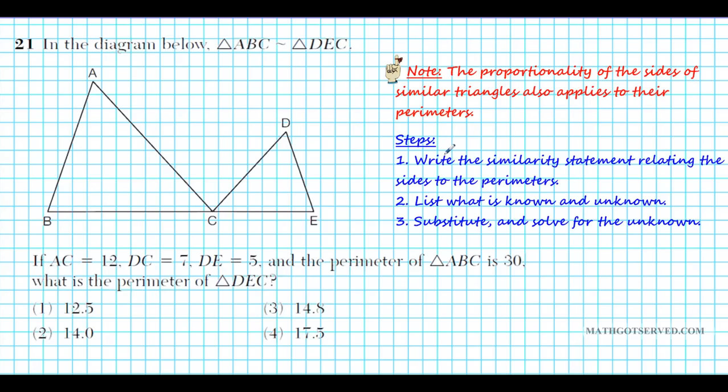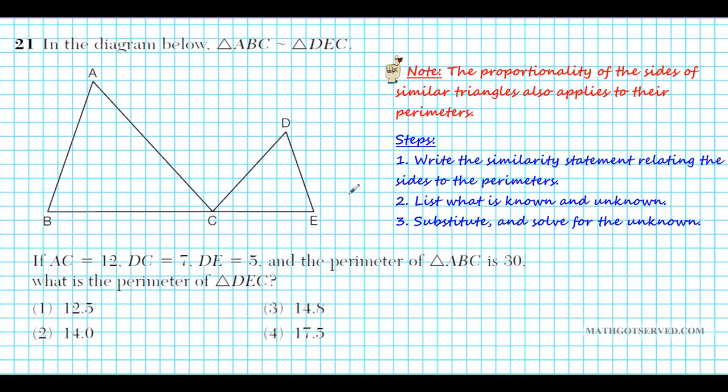First of all, we're going to write the similarity statement reflecting what I just said. Compare the proportionality of the sides and the perimeter of the two triangles. Then in that statement, we're going to list the measures we know and the measures that are unknown, basically the ones that we have to find. We'll substitute the known variables and then isolate the one that's to be found, all right?